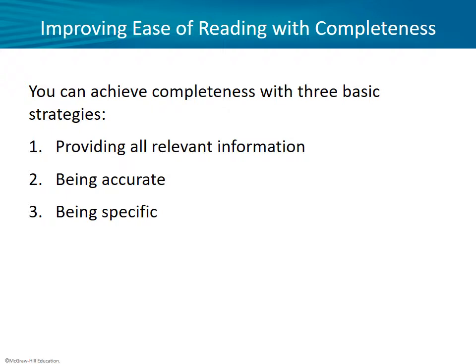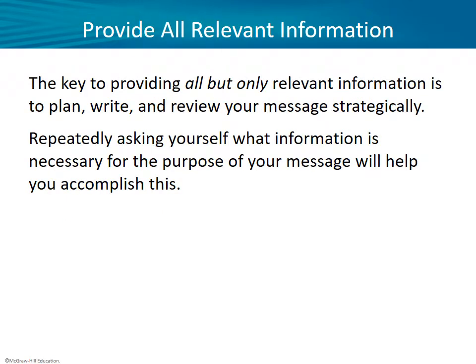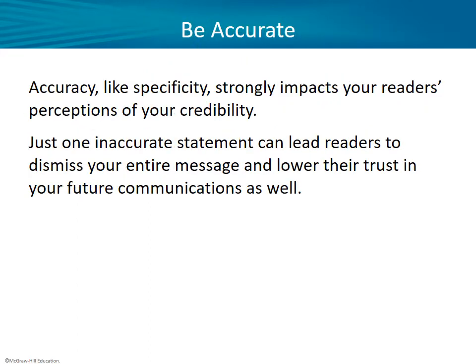You can achieve completeness with 3 basic strategies: providing all relevant information, being accurate, and being specific. One challenge is to judge which information is relevant for your message. After all, providing too much information can distract your readers and weigh down your document. On the other hand, not providing enough information can leave your reader wondering how to respond. The key to providing all but only relevant information is to plan, write, and review your message strategically. Repeatedly asking yourself what information is necessary for the purpose of your message will help you accomplish this.